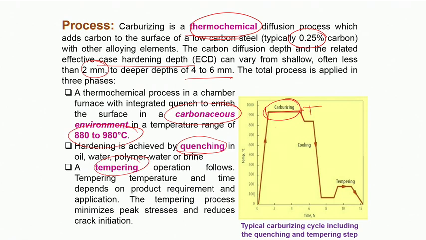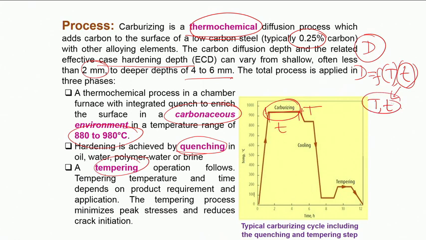Both the temperature of heating and the time of holding are very important, because the whole thing is diffusion controlled, and we know diffusivity is a function of temperature. But at a given temperature, time also matters, and time and temperature overall will determine the depth of carbon penetration.